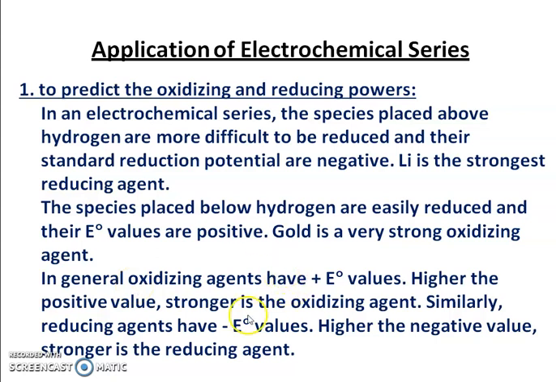So, in general, oxidizing agents have a positive E0 value and the reducing agents have a negative E0 value. So, if you are told to design a cell based on the electrode potential values, you can obviously understand that the electrode which has a negative reduction potential will behave as the anode, and the electrode which has a positive reduction potential will behave as a cathode.